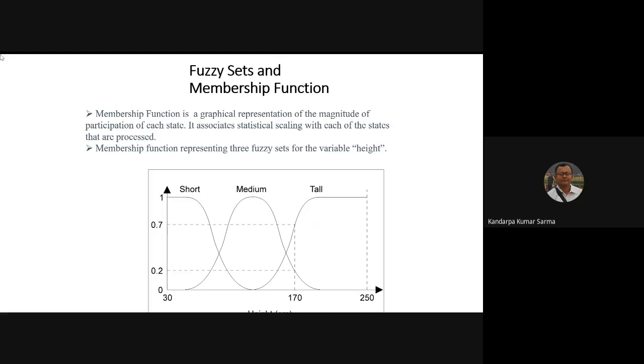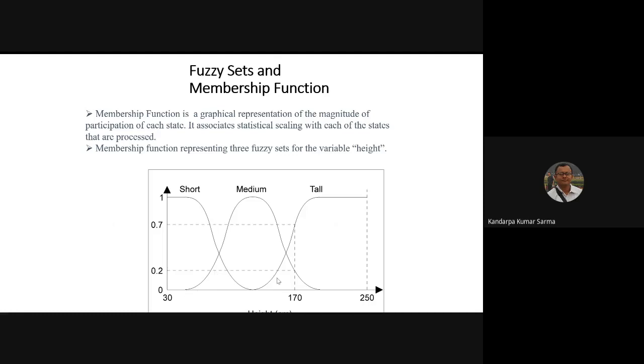So let's talk about the membership functions. We need certain statistical functions called membership functions through which the fuzzy sets are developed. Since we have seen the case of height, we can use some statistical representations to denote the gradual variation of heights. So here we can see that for some situations of height in cm between 30 and say some factor of 100, we can call that short. That can be represented by a function.